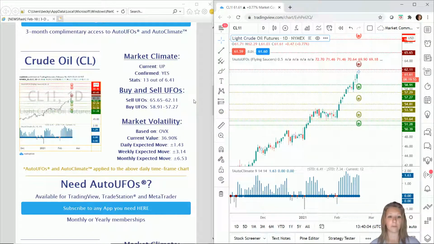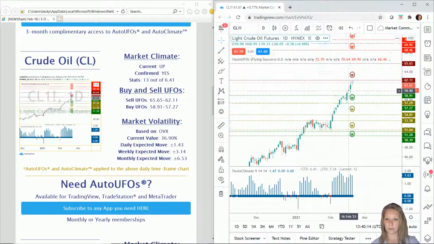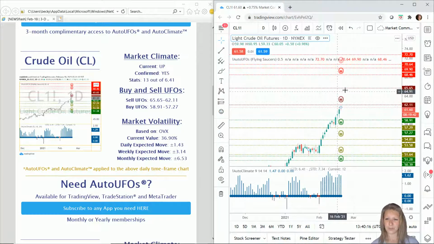In terms of buy and sell UFOs, we have our closest buy UFO here, 58.91 to 57.27. That's this one that I'm circling there with my mouse. Closest sell UFO, let's just bring the chart down a little bit, it's just above us there at 62.11 to 65.65. So that's where we see the closest sell UFO.